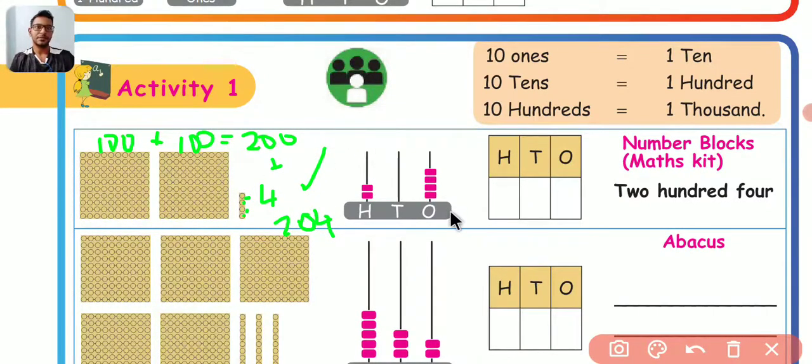Here we are representing it in the abacus. In ones we have 4 beads: 1, 2, 3, 4. In tens we have 0, there are no beads in tens. In hundreds, what is the number? 2. Therefore 2 beads: 1, 2. So this is the representation of 204.